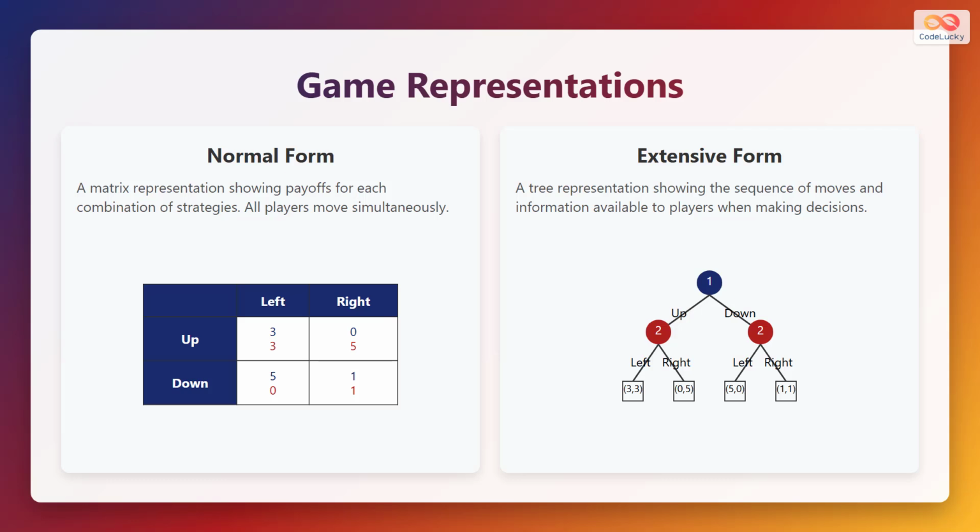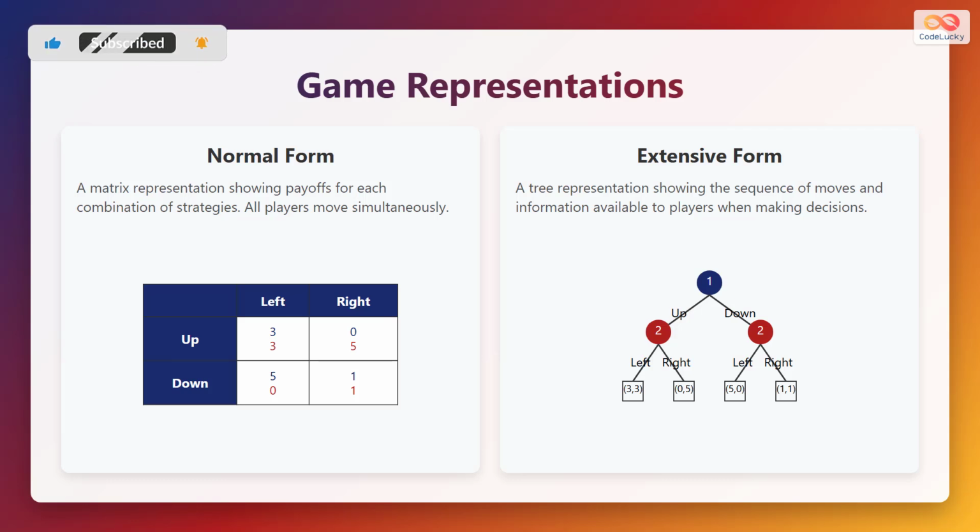Look at the example in the matrix. The rows represent player 1's strategies, up or down, and the columns represent player 2's strategies, left or right. Each cell shows the payoffs for both players. The first number in the cell shows the payoff for player 1, and the second for player 2.